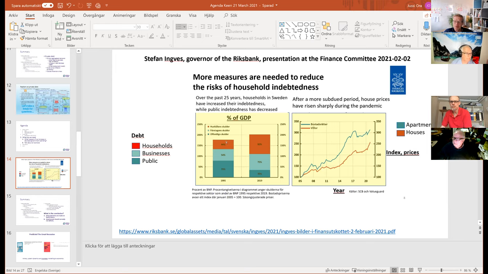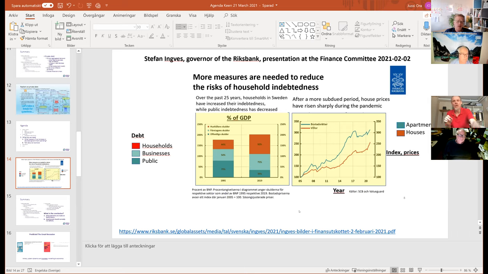this is household debt, 1995. And this is business debt, the next one, 54%, 1995. And then you have public debt, like the government debt, which is 79%. Then if you fast track forward to 2019, suddenly households are 92% of GDP. Or total, but total loans indebtedness is 200%, and then 75 and 35.